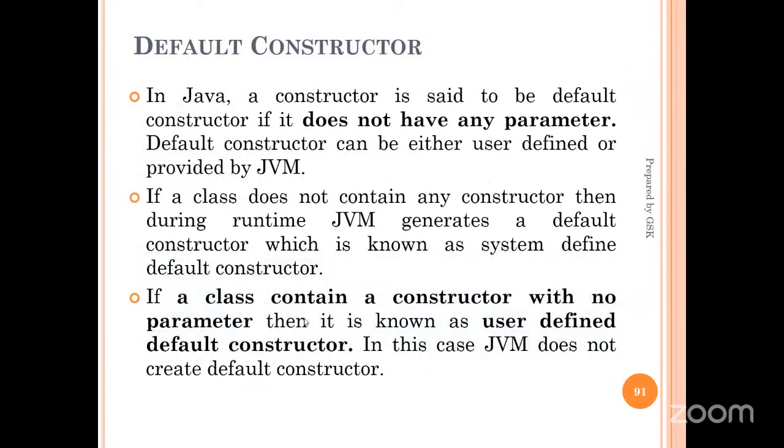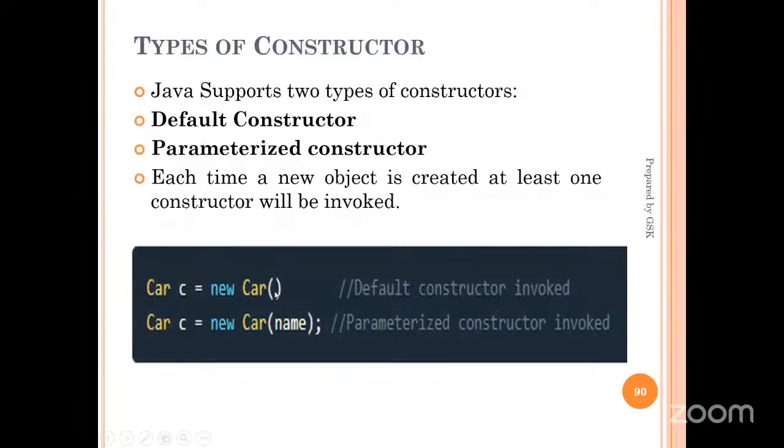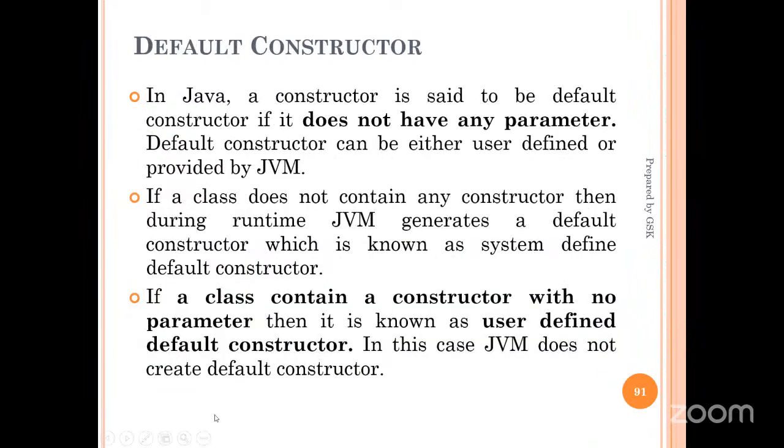Okay. So see, default constructor. A constructor is said to be a default constructor if it doesn't have any parameters. See this, it doesn't have any parameter. Parameter is nothing but a name within the parenthesis, which is used to pass the information. If a class contains a constructor with no parameter, then it is known as user defined default constructor.